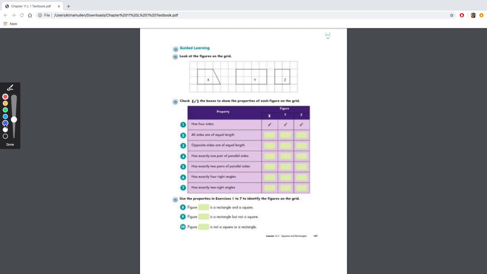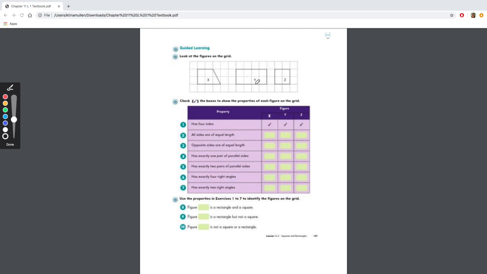Let's see, which one can we check off? All sides are equal length. Figure X. No, this is like 2 squares, and this is 2 squares, but this is like 2.5 squares. So figure X, all sides are not the same. Figure Y, we have 2 squares by 4 squares, so no. Figure Z is a 2 by 2, so yes, all 4 sides are the same length. Opposite sides are of equal length.